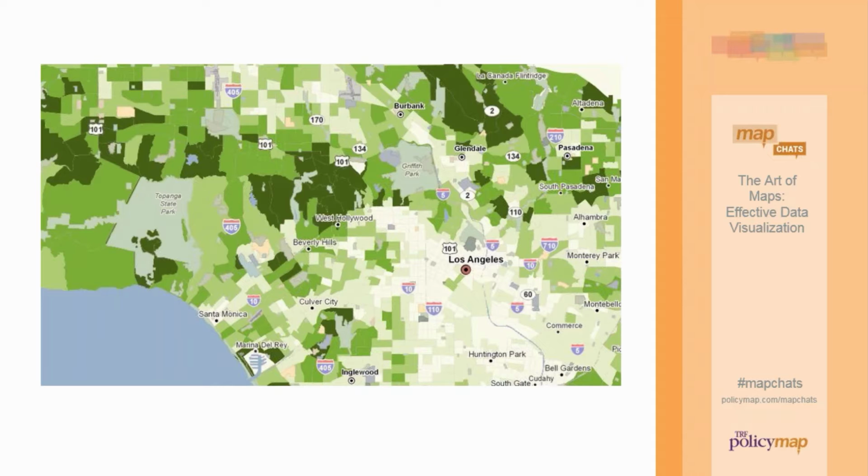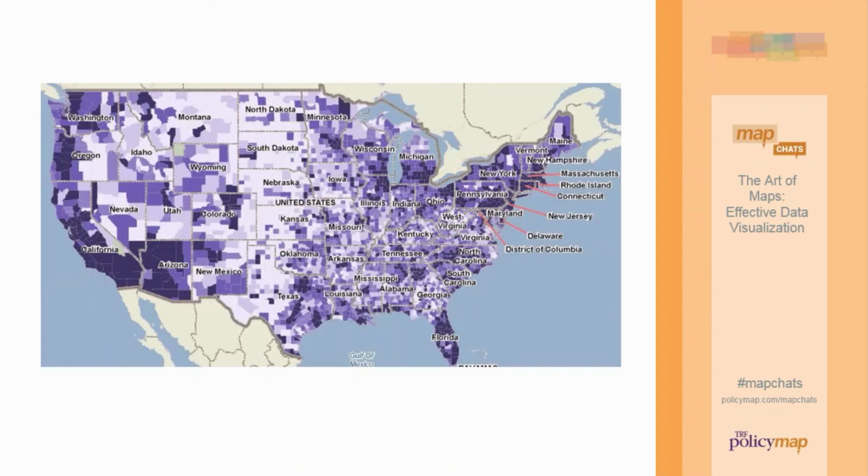So once you get through all that, what's left really is purple. And that is why our maps are purple.